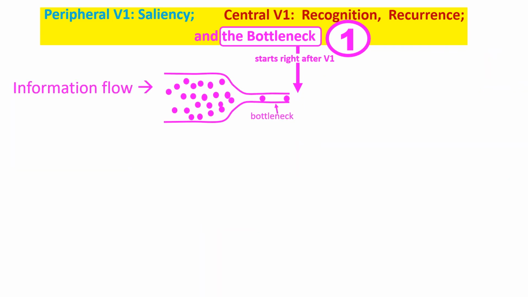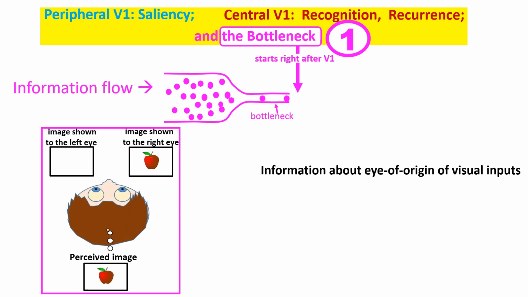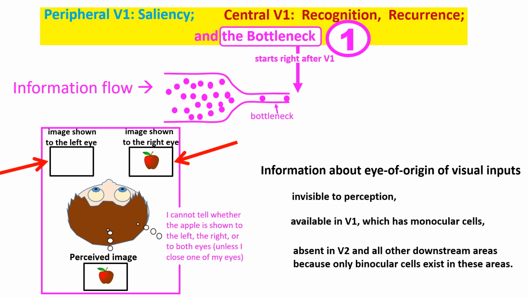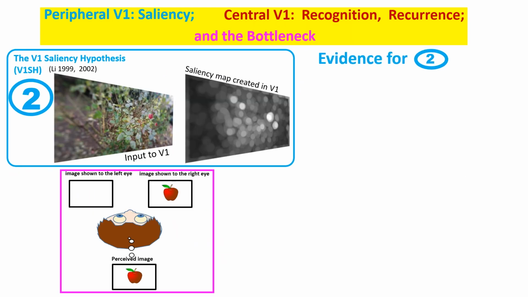A diagnostic type of information lost downstream from V1 is the information about the eye of origin of visual inputs. This information is invisible to perception. Human observers cannot tell whether visual inputs are shown to the left eye or the right eye. But this information is available in V1, which has many monocular neurons tuned to this information. But this information is lost in V2 and further downstream areas because they have only binocular neurons. A convincing evidence for the saliency map comes exactly from this eye of origin feature for saliency.